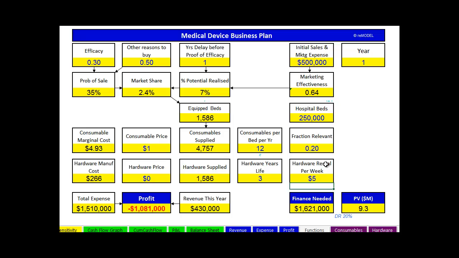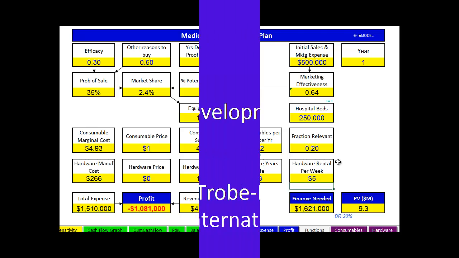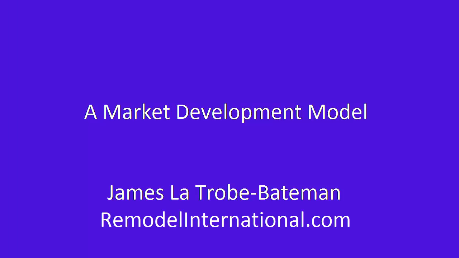So we have quite a quick and easy way to assess these alternative plans using this model. There are some inputs on this dashboard, and there's some inputs built in. We can challenge all of those, but the whole purpose of this is to allow you to explore that territory so that you make your best business decision. That's what we mean by this market development model.